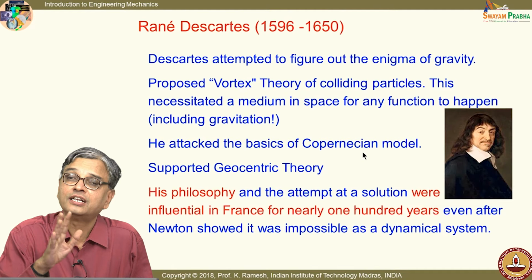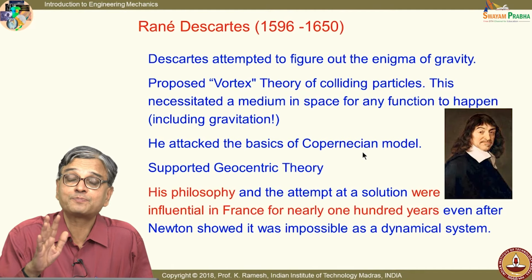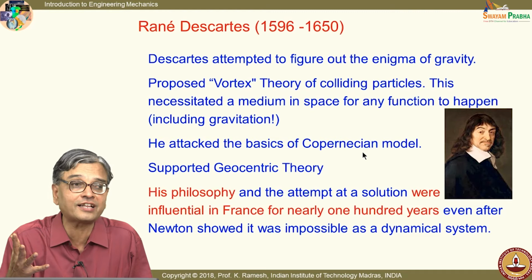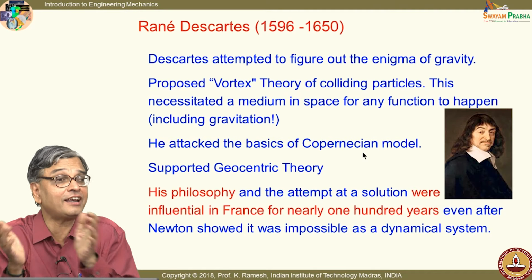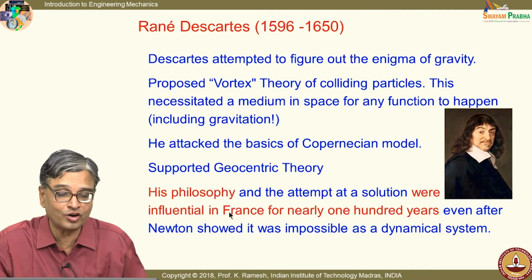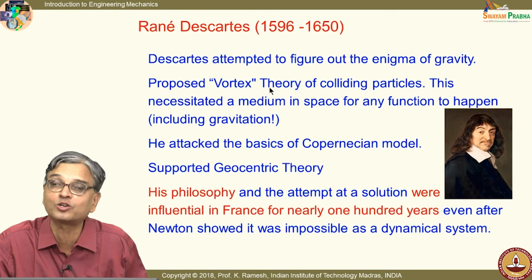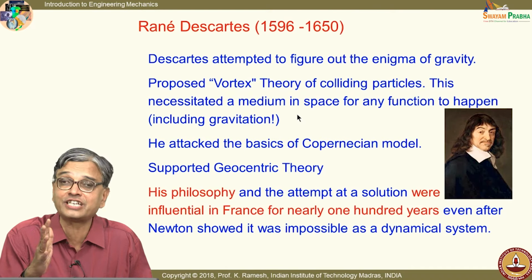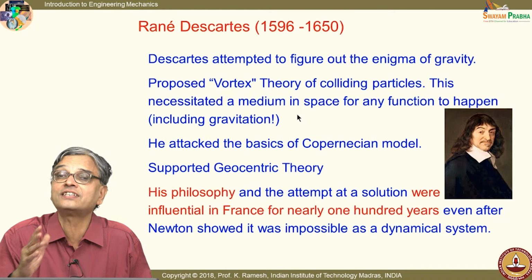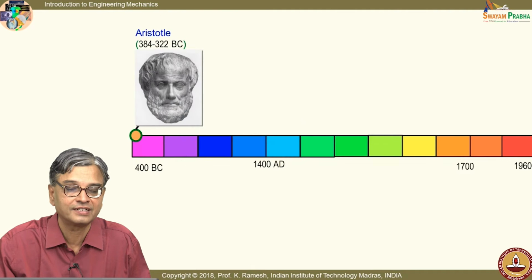and he attacked the basis of the Copernican model, which questioned the geocentric theory. Because people were for the geocentric theory, they stuck on to Descartes for 100 years, even when Newton showed it was impossible as a dynamical system, whatever Descartes was saying about the vortex theory. Because people are very difficult to change, they do not want to change their opinions so easily. Scientists have to struggle to convince them.